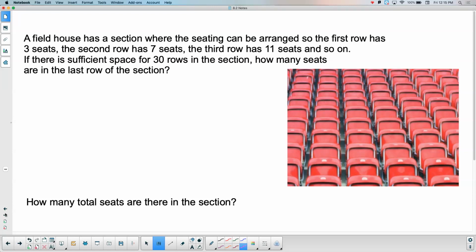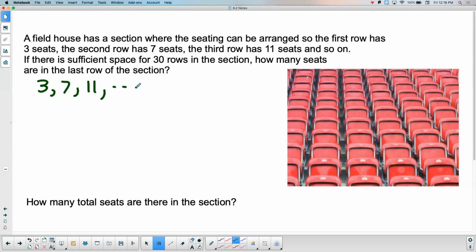So it started out with 3 seats. And then it went to 7 seats. And then it went to 11 seats. So our common difference is... oops, I almost put plus there. I missed the 7. You put a 4 instead of 7. Oh, that's why. There, now it looks better.